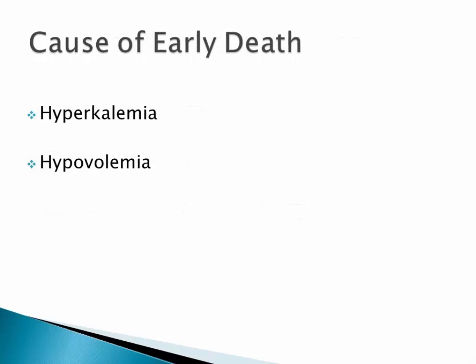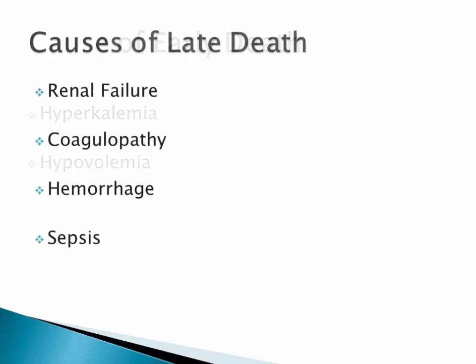However, causes of early death, and these would be people that get out of the rubble, and these are examples of what we're going to talk about as far as crush syndrome, are hyperkalemia and hypovolemia. Causes of later death include renal failure, coagulopathy, hemorrhage, and sepsis.